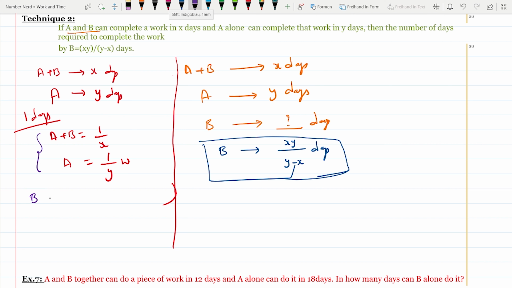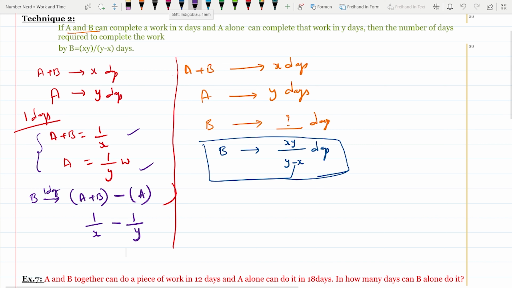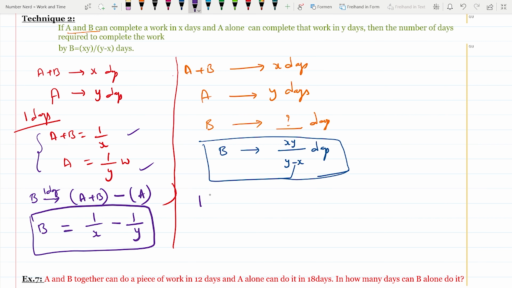Then how much work will B do in one day? It will be A plus B's together work in one day minus A's work. Let's substitute these values here. 1 by x is the work done by A plus B in one day, minus 1 by y, the work done by A in one day. So this is the work done by B in one day. Let's write it here. One day's work by B will be 1 by x minus 1 by y, which equals y minus x by xy. So this is the work done by B in one day.